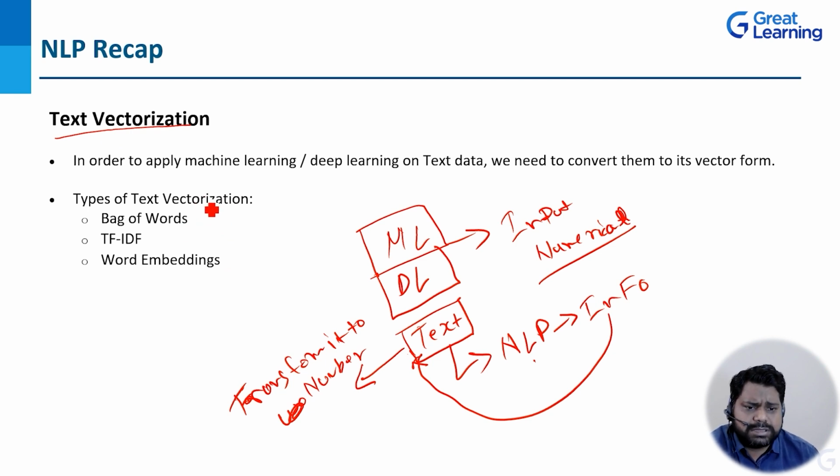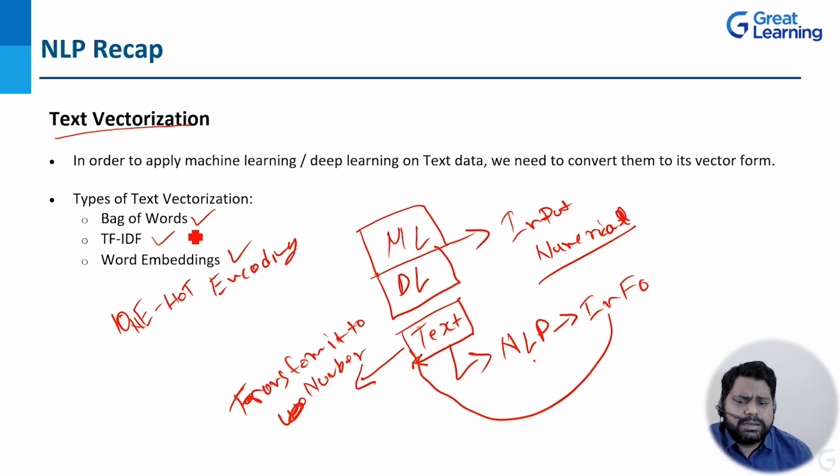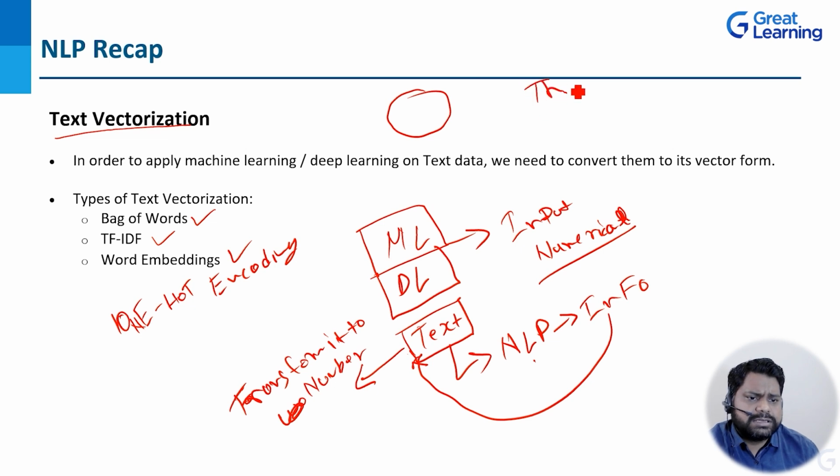There are various text vectorization techniques available in the market. Some of them are bag of words, TF-IDF, word embeddings, and one hot encoding. In bag of words, as the name suggests, there is a bag and all the words go into it, let's say this is a bag.